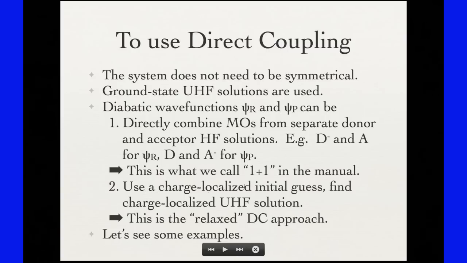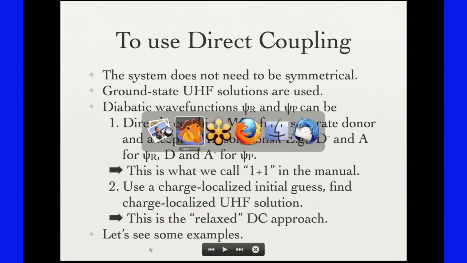The second strategy is to do whatever you can. You can use 1 plus 1, you can use other methods. You just need a charge localized initial guess, and you can try to find the charge localized Hartree-Fock. Whatever charge localized solutions are properly converged through a self-consistent field calculation, we then plug into the direct coupling approach. All right, so let's see some examples.